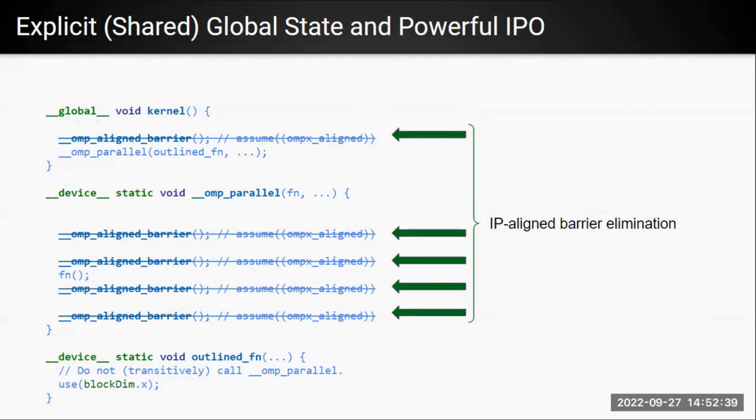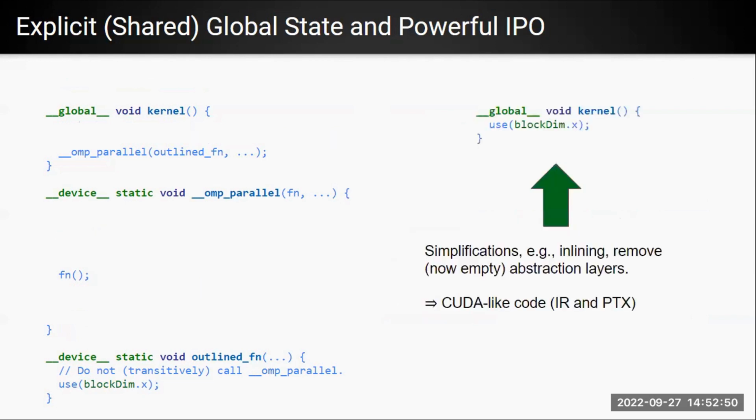Once you did that, you're now left over with a call to a function that effectively just calls the function pointer that then has to use blockdemx here. If you inline it and get rid of the empty abstractions that are now there, you end up with this code effectively, which is what you would have written in CUDA in the first place.